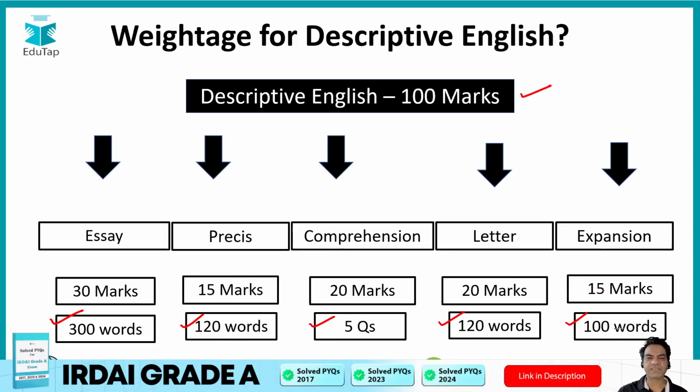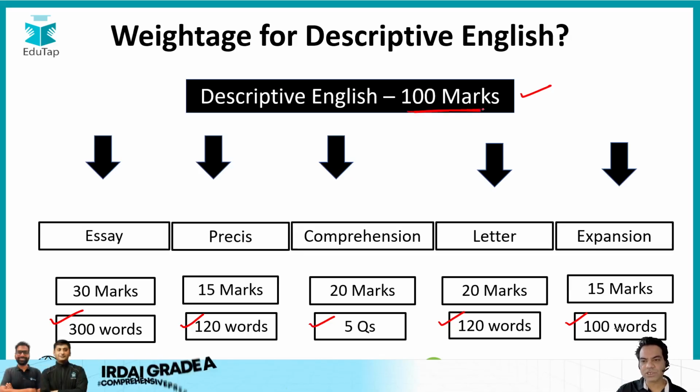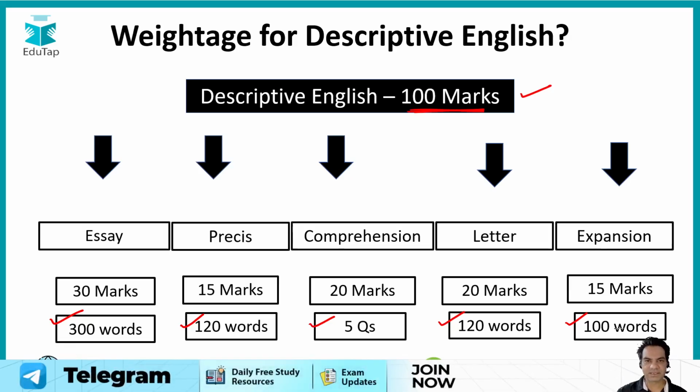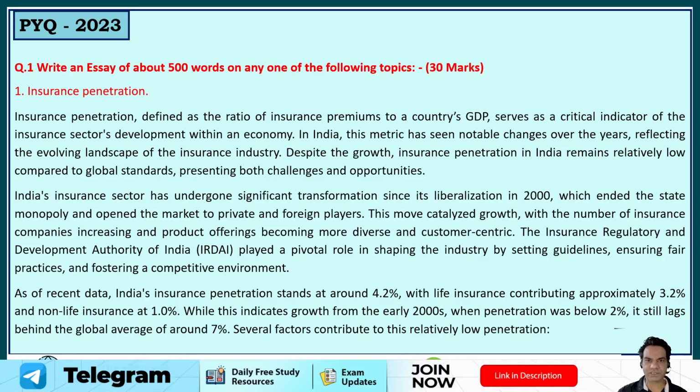So the weightage for descriptive English is overall 100 marks, and this is what makes it a crucial component in your selection in your final list. All right, guys, let's look at the questions here.